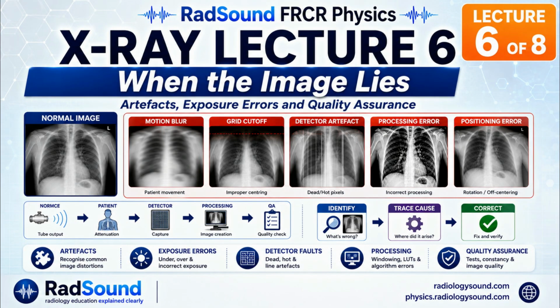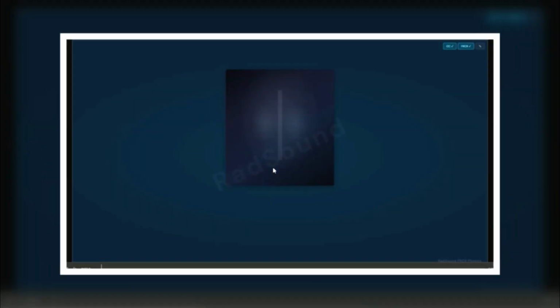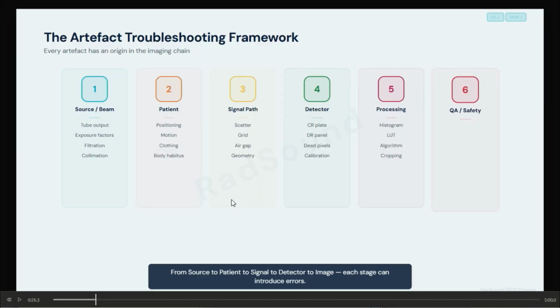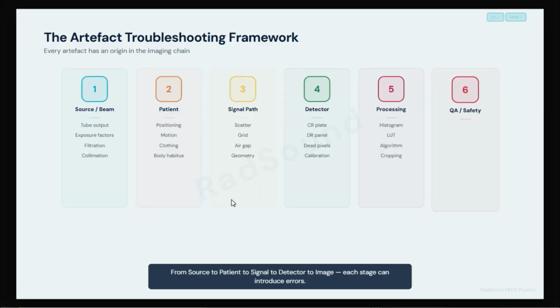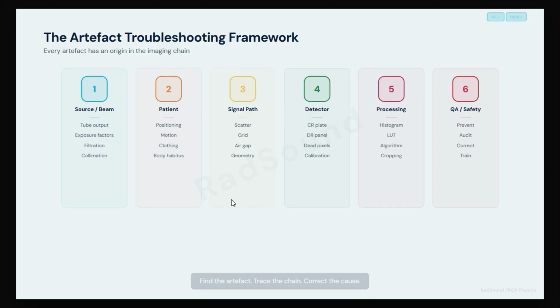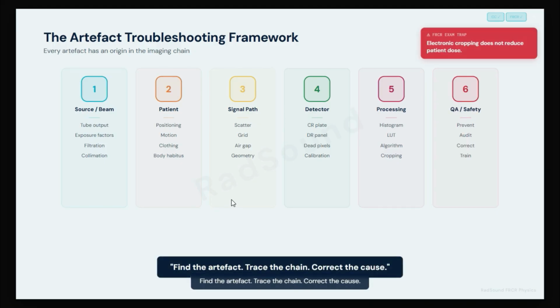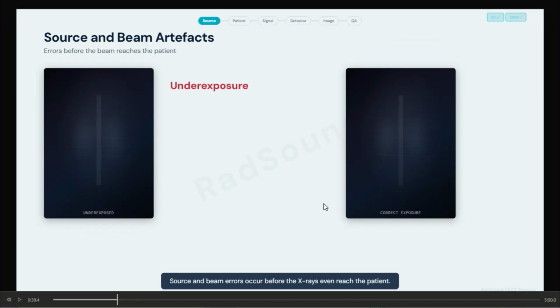This is lecture 6 in the series: when the image lies. Artifacts can happen from the source to the patient to the detector image. Each stage can introduce errors, so we need to understand how to differentiate an artifact from pathology, or trace the artifact. Let's start with the artifacts that might arise from the source.